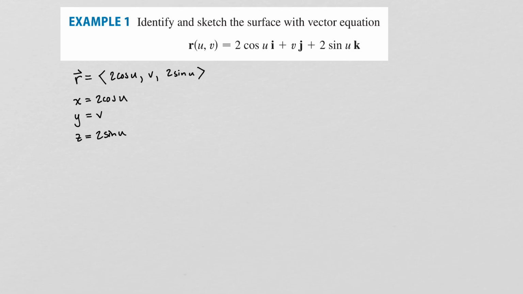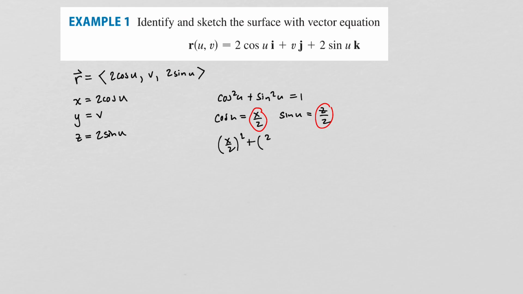Now we know that cosine squared of u plus sine squared of u is always equal to 1. And from the parametric equations, we know that cosine of u is equal to x over 2, and sine of u is equal to z over 2. So if I plug these expressions into the trigonometric identity here, we're going to come up with (x over 2) squared plus (z over 2) squared is equal to 1, or x squared plus z squared is equal to 4.